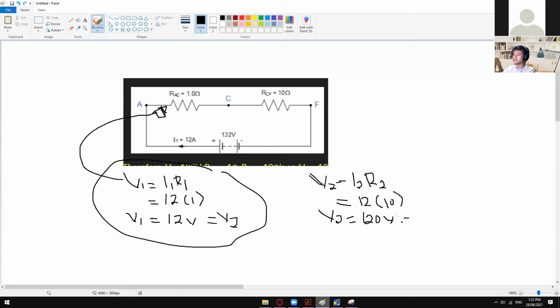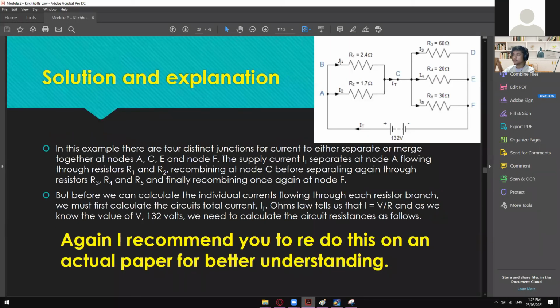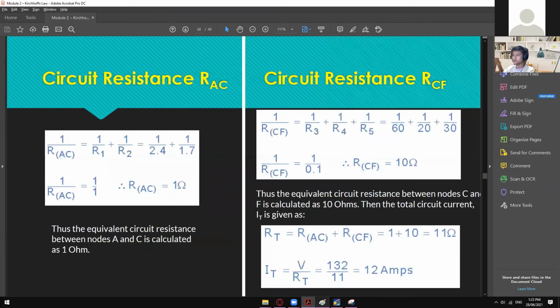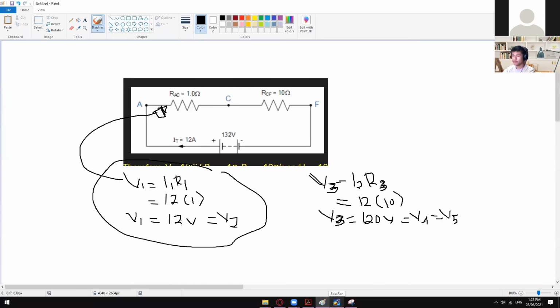Okay, so this one is also the same with, my bad. So let's just make this one V3. Okay, and then this one is R3. So this one is equal to your V4 and then V5, since we have three branches on that one. Okay, so your V1, V2, V3, V4, and then V5. Okay, so 12 volts for the V1 and V2, and then 120 volts for the V3, V4, and then V5.